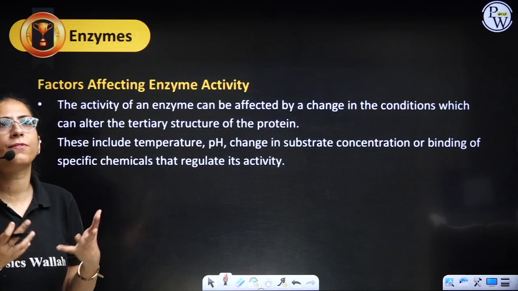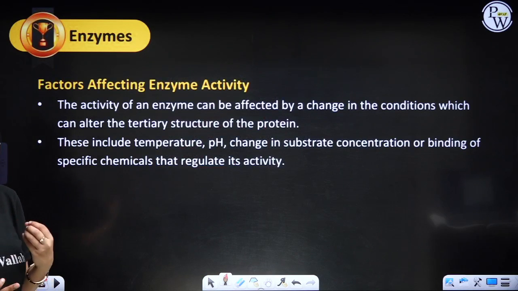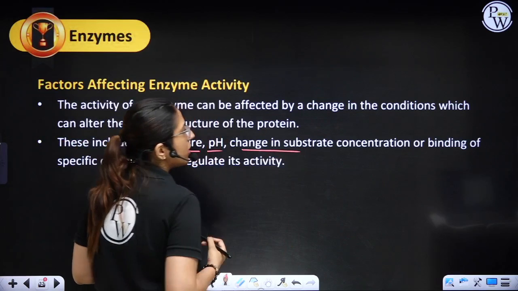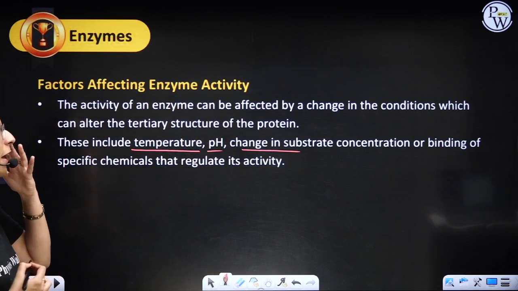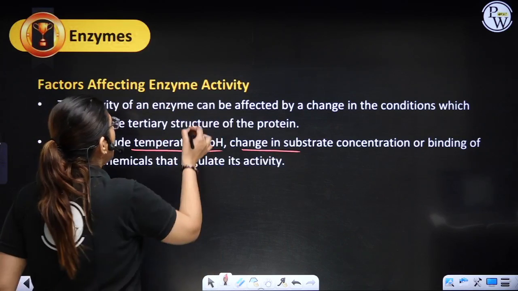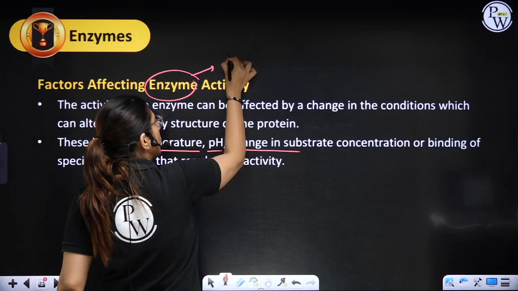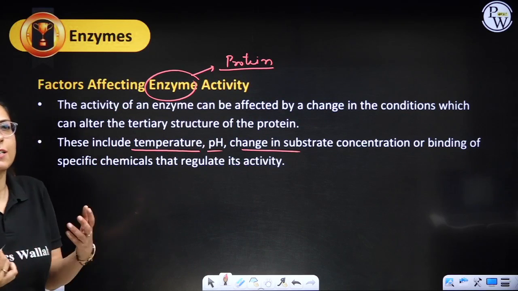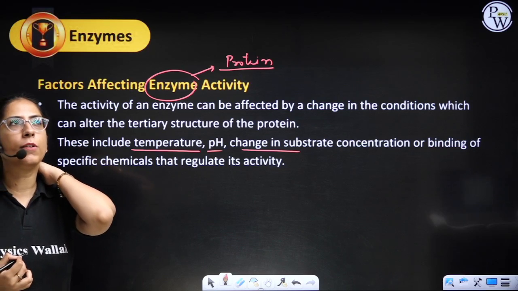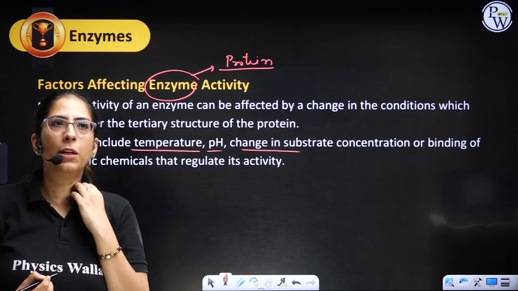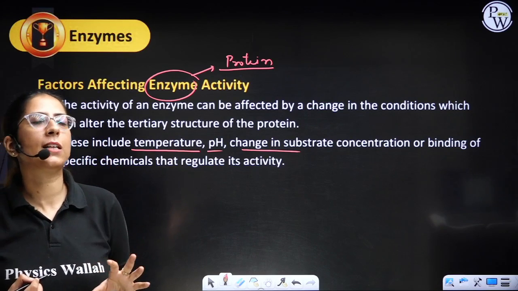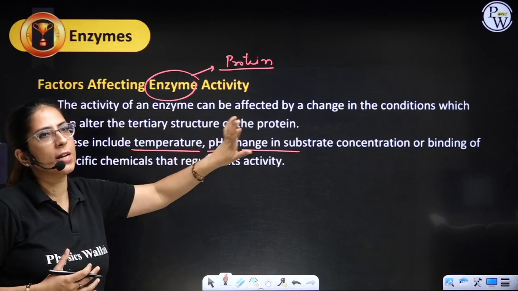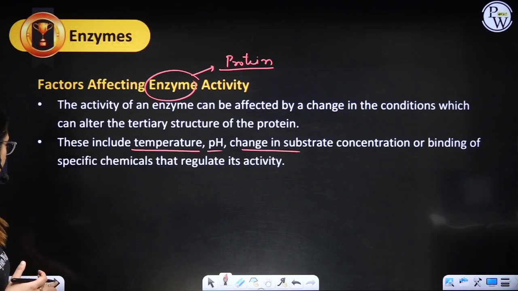Now there are various factors which affect the enzyme activity. For example, we have pH, temperature, and substrate concentration also. Now listen to this very carefully. Enzymes are made up of proteins, and we know whenever we increase the temperature, the proteins denature. We have an exception. For example, the Taq polymerases and other polymerases remain active at high temperature. So temperature, pH, and substrate concentration, all of these affect the enzymatic activity.